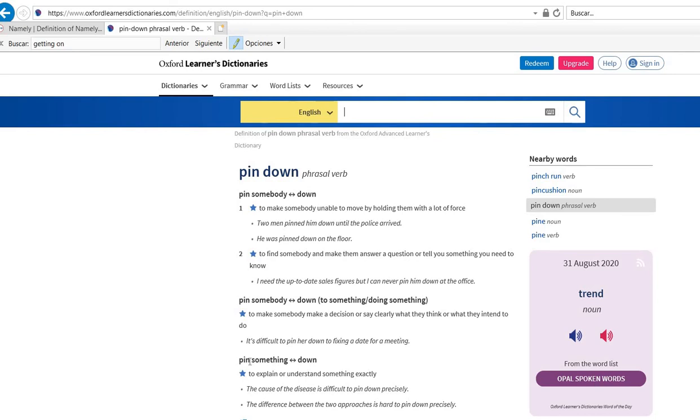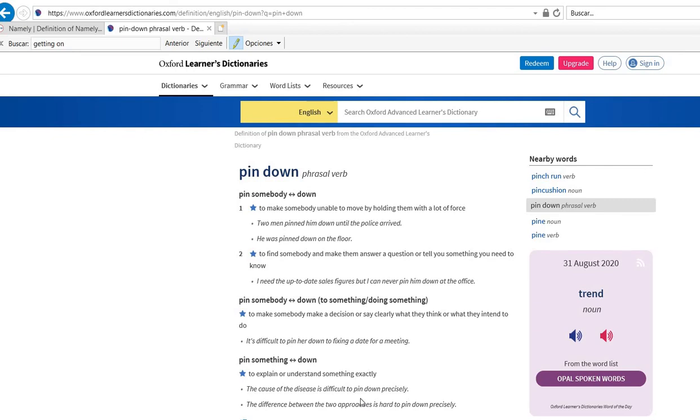But this is the one that's very interesting. Yes, there it is. To make somebody make a decision or say clearly what they think. So it's difficult to pin her down to fixing a date for a meeting, to pin someone down to something, right? And also pin down the cause of something, so identify, right? That's a nice one too.